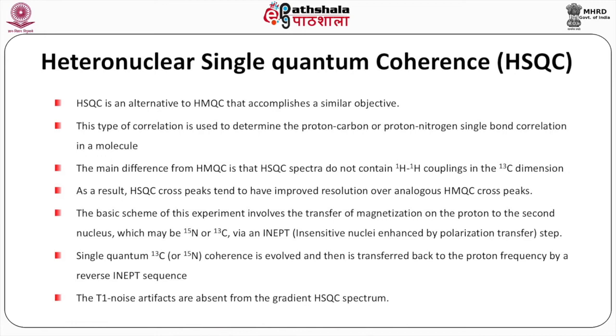The basic scheme of this experiment involves the transfer of magnetization on the proton to the second nucleus, which may be N15 or C13, via an INEPT step. Single quantum C13 coherence is evolved and then is transferred back to the proton frequency by a reverse INEPT sequence. The T1 noise artifacts are absent from the gradient HSQC spectrum.